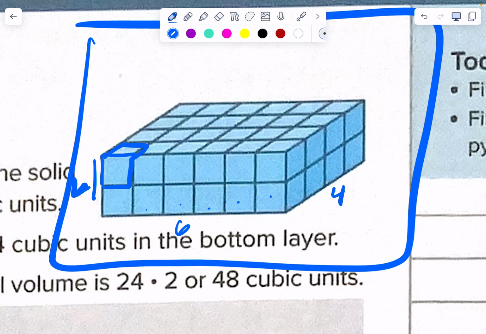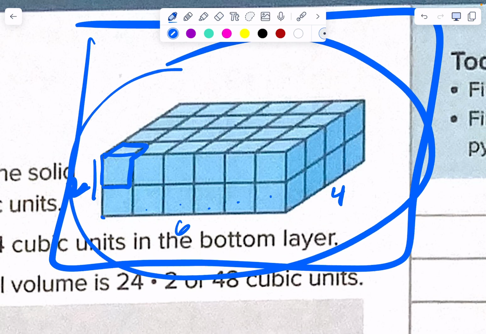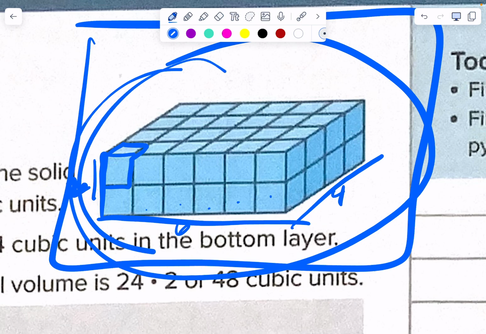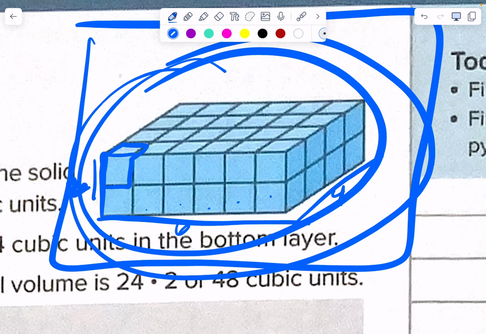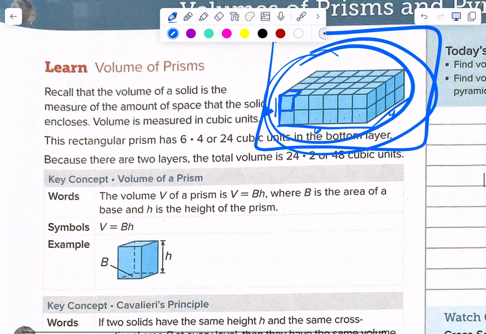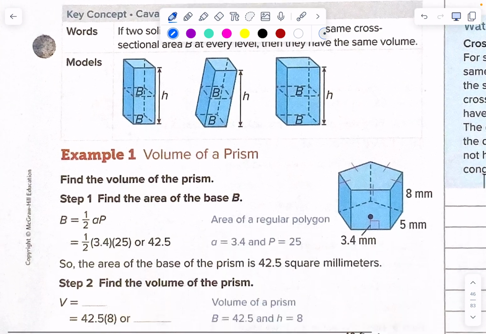12 times 48. There are 48 cubes right here because there's 2 this way, 6 this way, 4 this way. Multiply all those together. That's the area of the base times the height, or length times width times height. There are 48 cubes there. That's essentially what you're finding when you're doing this. This just so happens to be a rectangular prism. But that's essentially what you're finding in all of the things: the length, width, height.